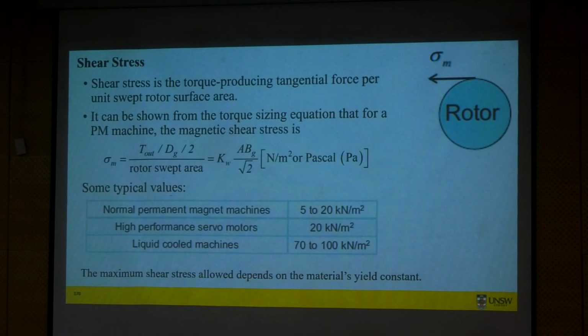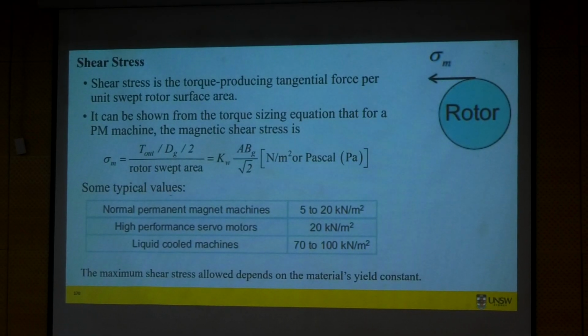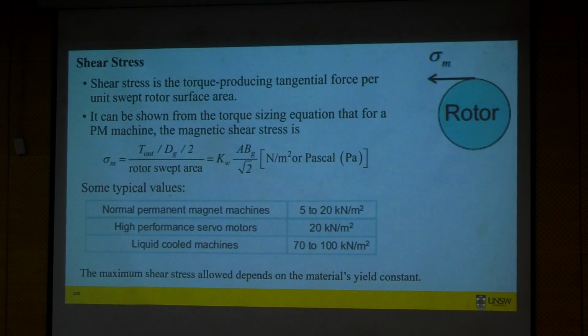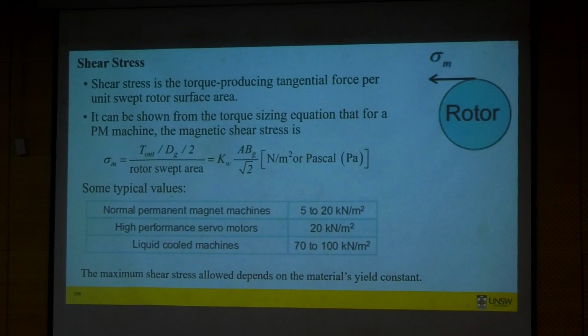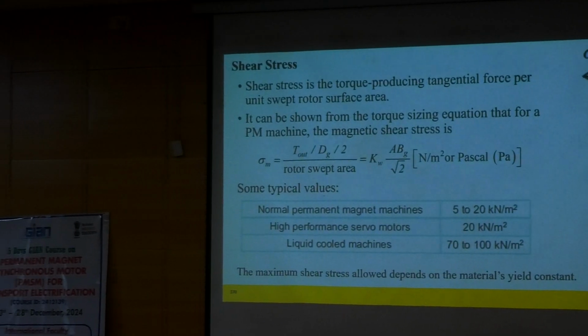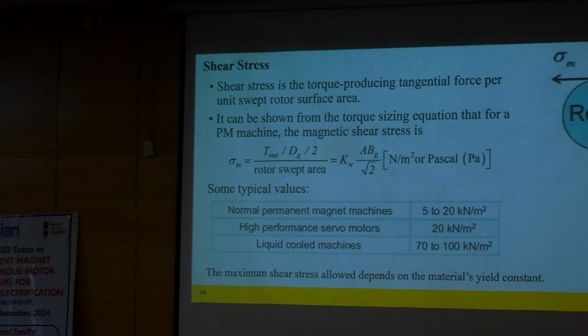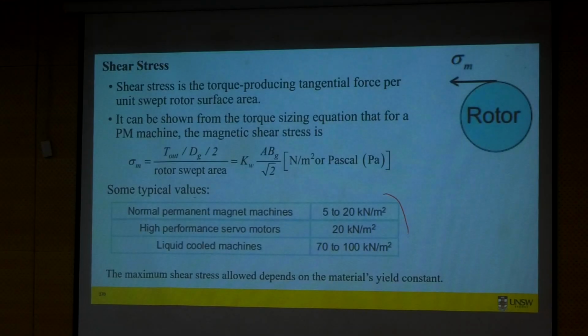So those two are related to electrical loading and magnetic loading. And the third issue we must consider is the mechanical stress that is seen by the rotor, okay? It's known as shear stress, and this is the linear force over area seen by the rotating rotor, okay? Shear stress. And here again you can see some typical values for a typical conventional motor, okay?